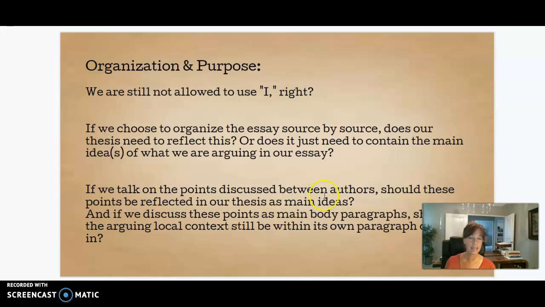And it's the same thing. If we talk on the points discussed between authors, should these points be reflected in the thesis? Yes, everything's going to be organized by that thesis, and our paragraphs are going to be organized as far as the points made within that thesis. And anytime we change subject, we change a paragraph, and all of those kind of things.